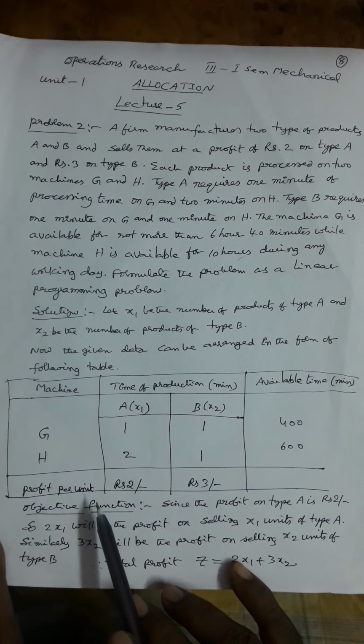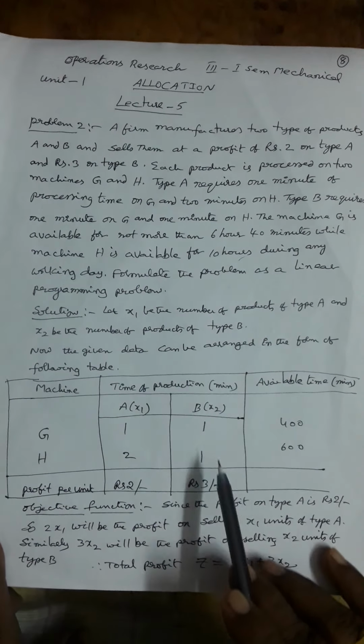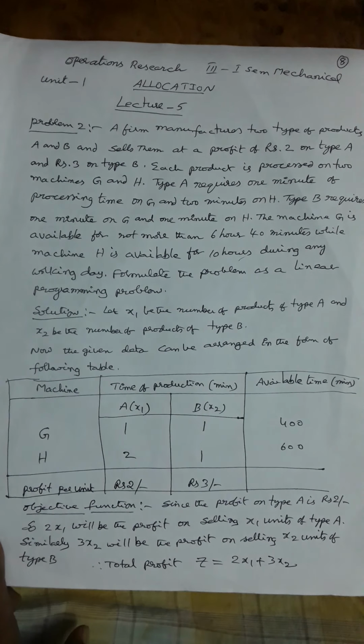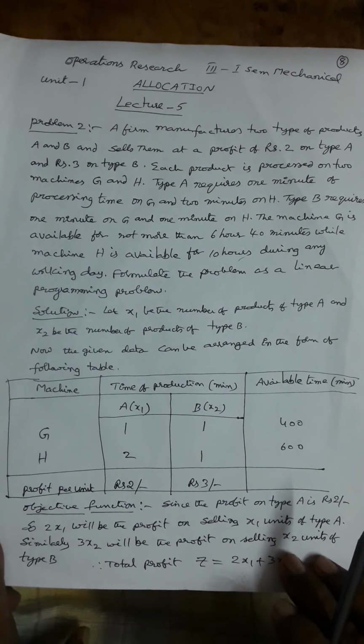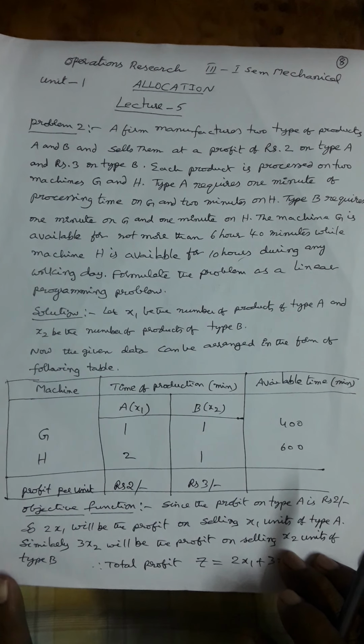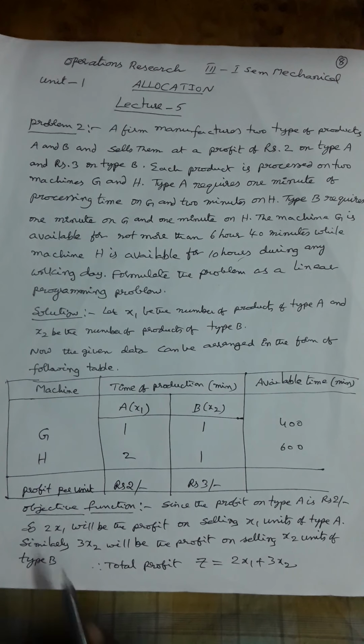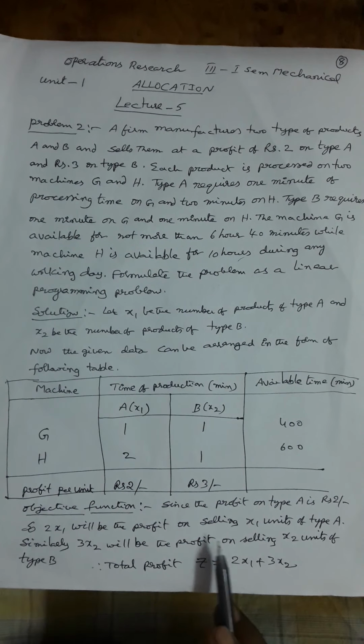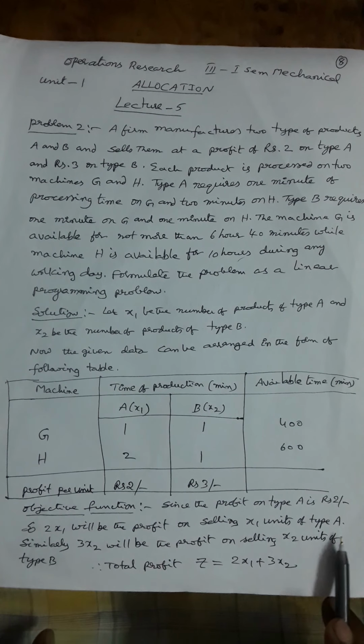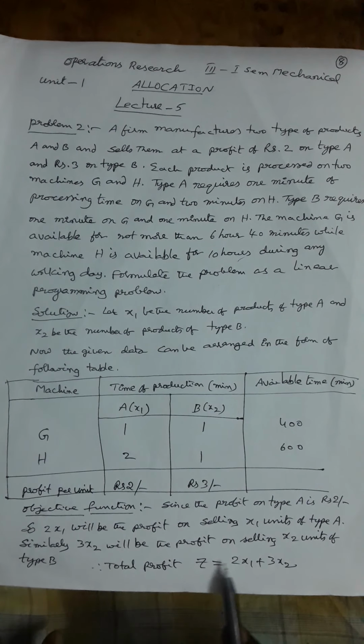Profit per unit: 2 rupees for product A, 3 rupees for product B. In the above problem, you need to use tabular form. Here we use a table. So, what is your objective function? Since the profit on type A is rupees 2, 2x1 will be the profit on selling x1 units of type A. Similarly, 3x2 will be the profit on selling x2 units of type B. So total profit Z is equal to 2x1 plus 3x2.